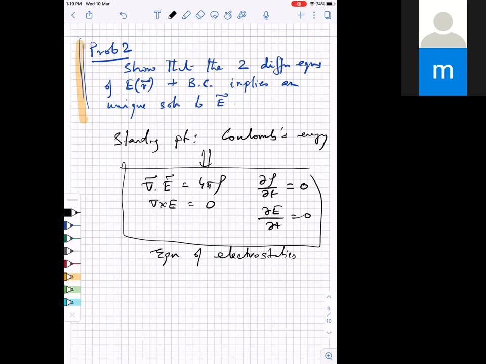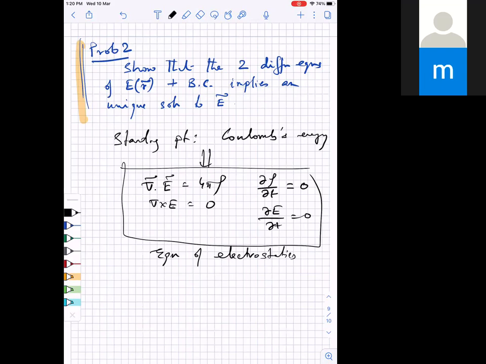Sir, hello? Yes. So in that question number two, what is wrong if we assume that there are two solutions and then prove that the two solutions are actually the same? I assume that there is a solution E1 and E2 and then I prove that E1 is equal to E2. Are you using both the equations or are you just using one equation?